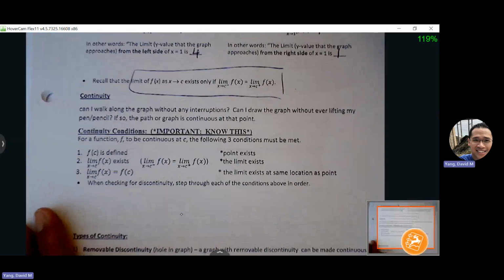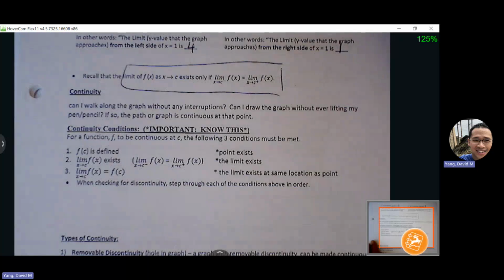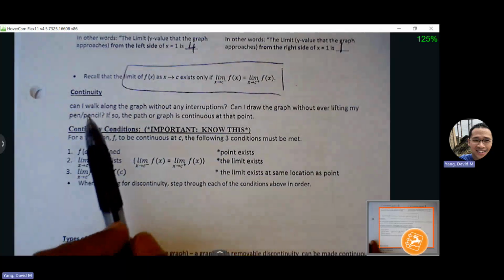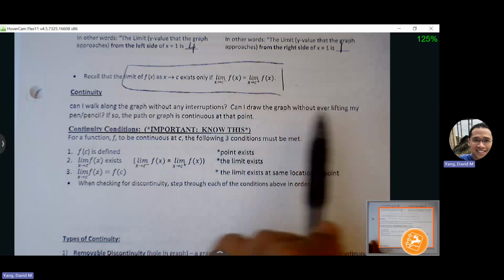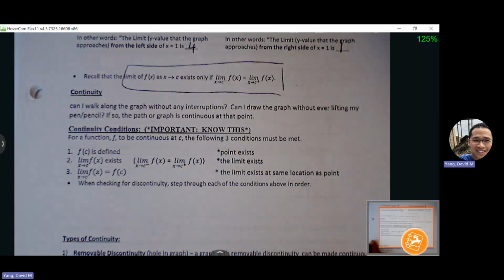Okay, so we're going to talk about this idea of continuity. Continuity means, can I walk along the graph without any interruptions? Can I draw the graph without ever lifting my pen or pencil? If so, the path of the graph is continuous at that point. So if I can sketch a graph without lifting my pen or pencil, then my graph is continuous. Right? So it's easy to recognize it on the graph, but we're going to be using limits to prove whether a graph is continuous at a point.